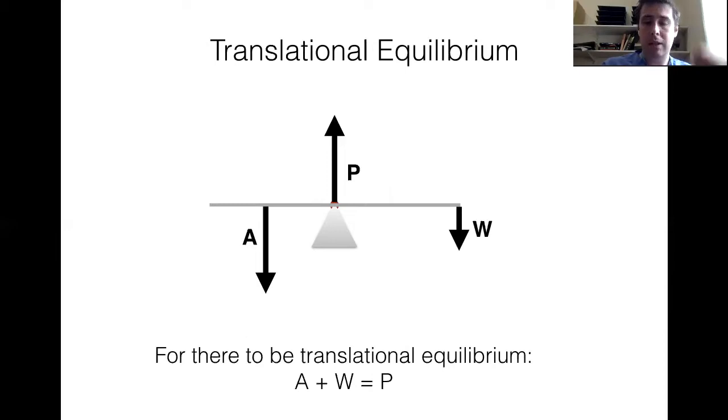So for translational equilibrium, we've got to have an upward directed force P at the hinge. And for the net force around the system to be zero, that has to be equal in magnitude to A plus W. So to maintain translational equilibrium, A plus W must equal P. And this is the key second step when we talk about our free body diagrams.